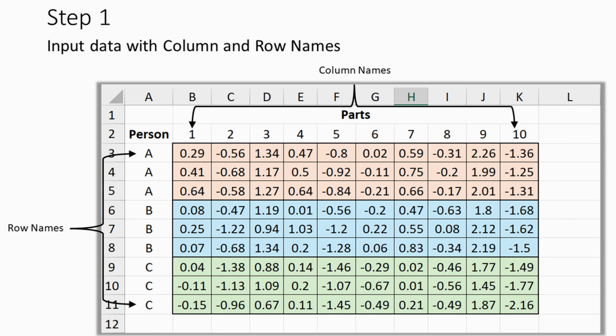Step 1 is to input the data with both column and row names. In this particular example, this data represents a measurement study where 3 different people, A, B, and C, measured 10 different parts.